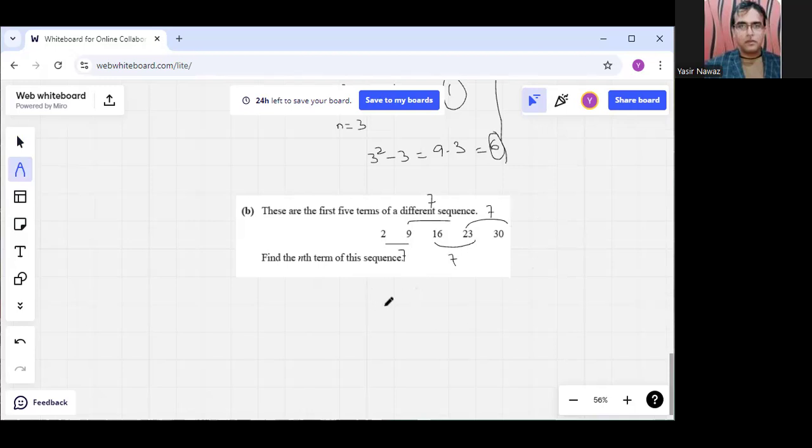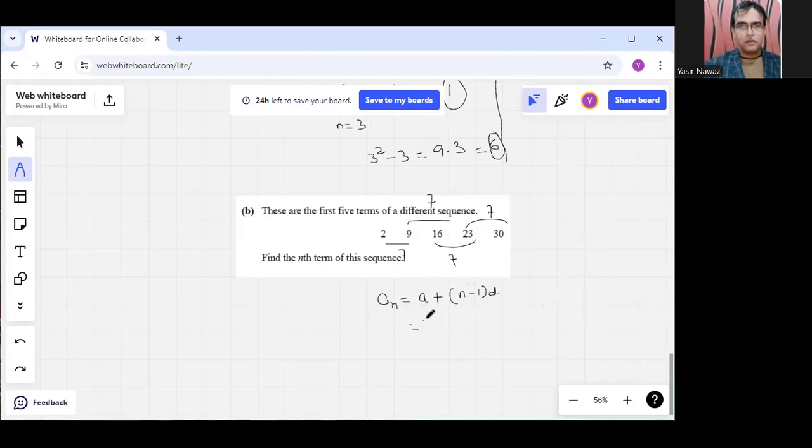So for this, the nth term can be found using the formula a plus n minus 1 d. A is the first term, and d is the common difference. The common difference is 7. The difference of two consecutive terms is found as next term minus previous term. Do not do previous term minus next term. So it would be the next term minus the previous term, and that would be the difference.